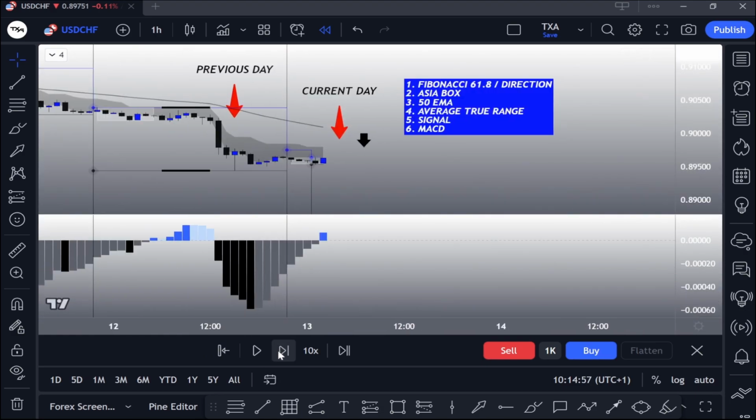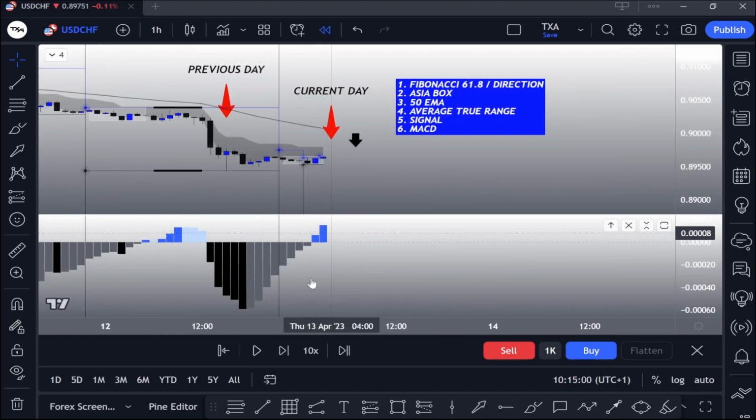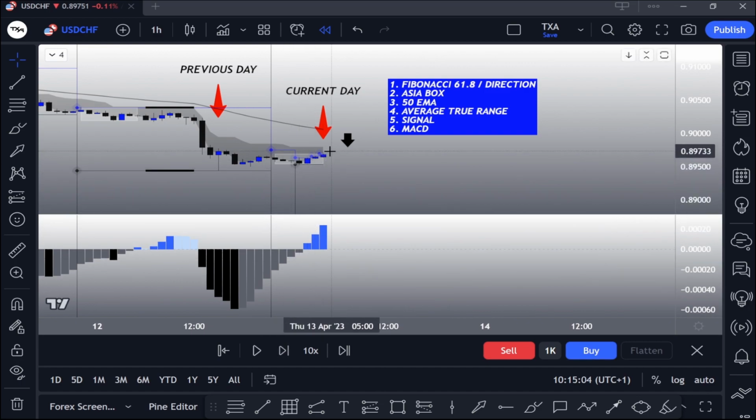So as I play it forward, you can see that the candlesticks are going upwards. So this is a pullback. Let's not forget that this doesn't mean that the price is going up. MACD is not showing us that. All MACD is showing us is when the momentum actually shifts. So we can see that the direction is bearish.